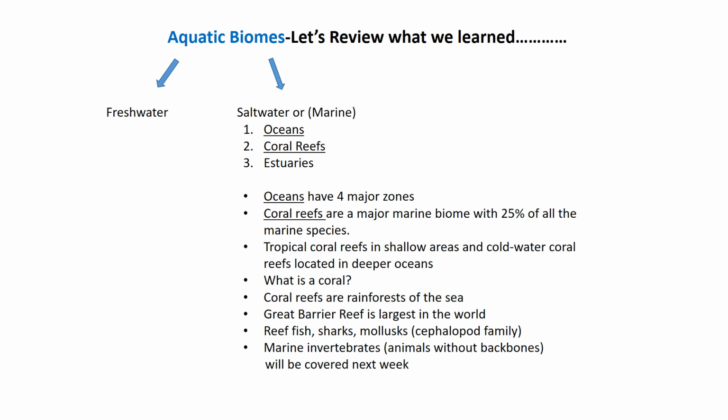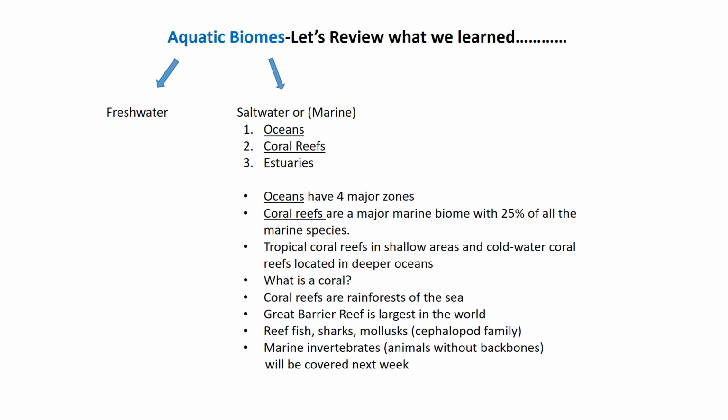Okay, so let's review what we've learned today. Aquatic biomes, we know there are two types, freshwater and saltwater, or another name for them is marine biomes. There are three types of saltwater biomes: oceans, coral reefs, and estuaries. Oceans have four major zones. The coral reefs are a major marine biome with 25% of all the marine species found there.